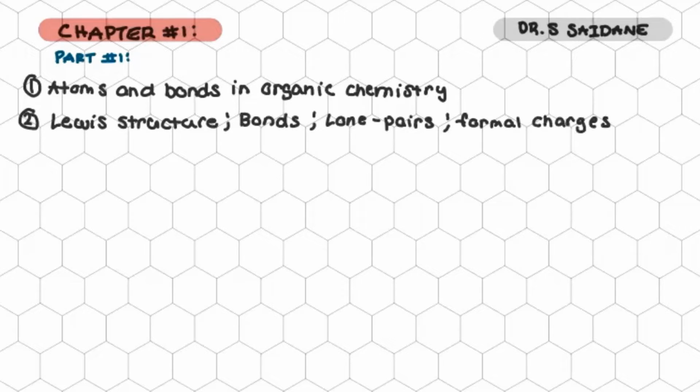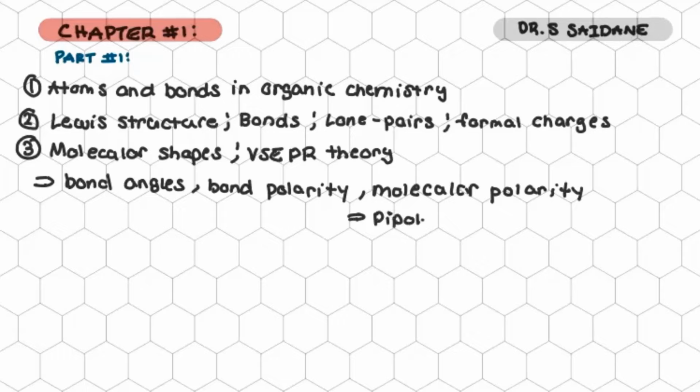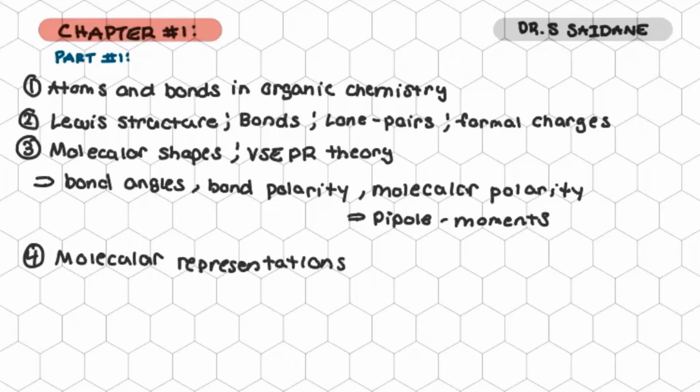Our objectives in this chapter are: 1. Atoms plus bonds and Lewis structures, which includes bonds, lone pairs, and formal charges. The third objective is molecular shapes, such as VSEPR theory, bond angles, bond polarity, and molecular polarity. And that includes dipole moments. And the fourth objective is molecular representation, such as Lewis, Kekule, condensed, and skeletal.